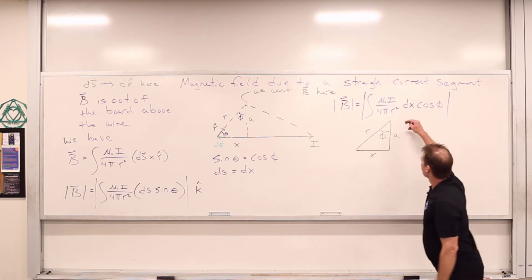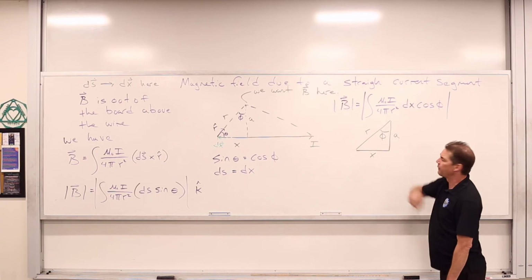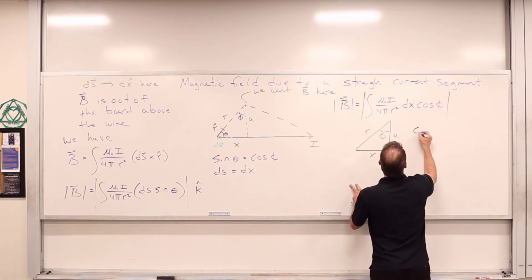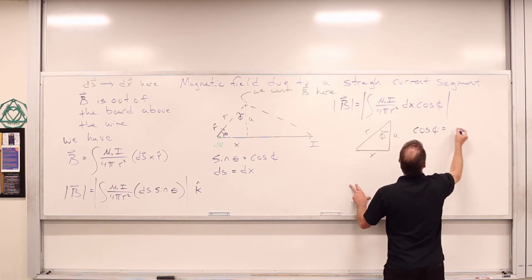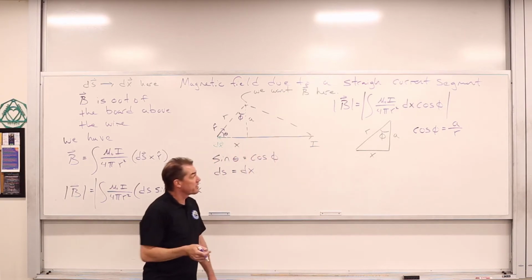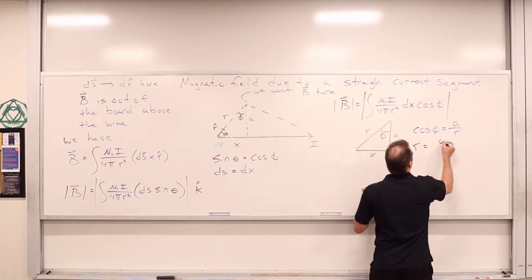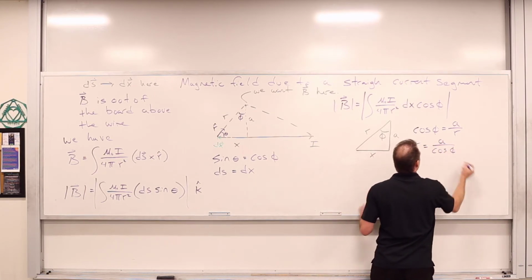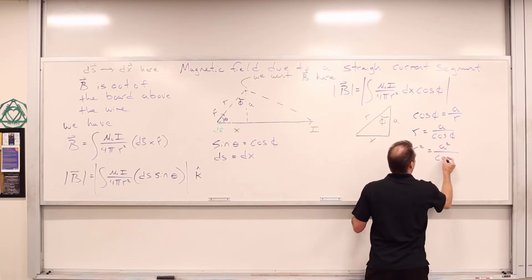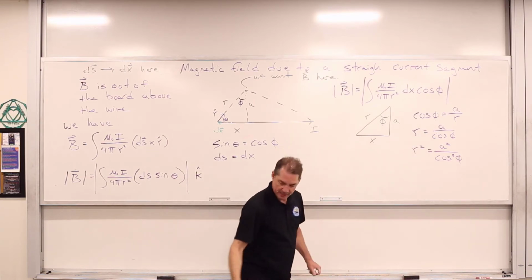So let's rewrite R in terms of phi and A. What do we got? Well, we can write that the cosine of phi is A divided by R, adjacent over hypotenuse. Cosine of phi is equal to A divided by R. Thus, we have that R is going to be equal to A over the cosine of phi, and R squared then is equal to A squared over cosine squared phi. So that's a nice one to have.